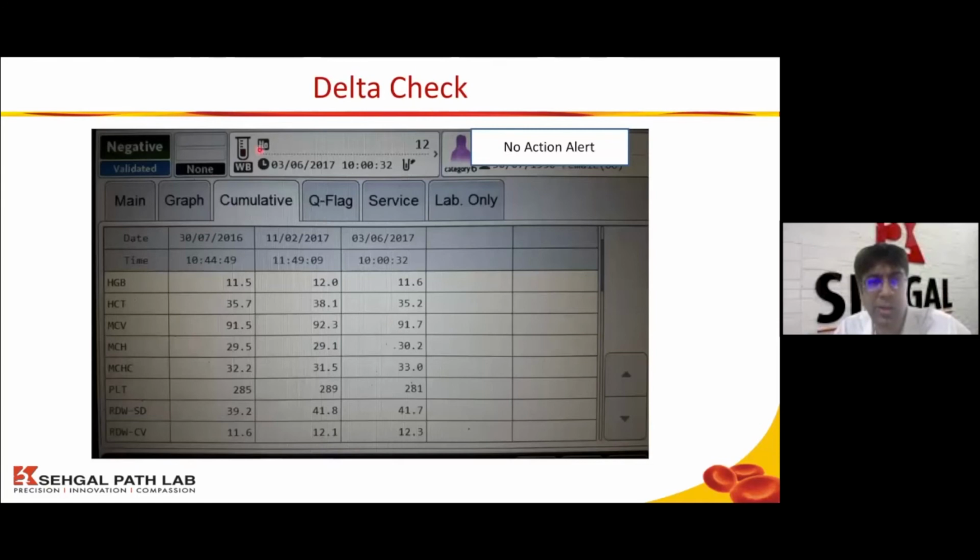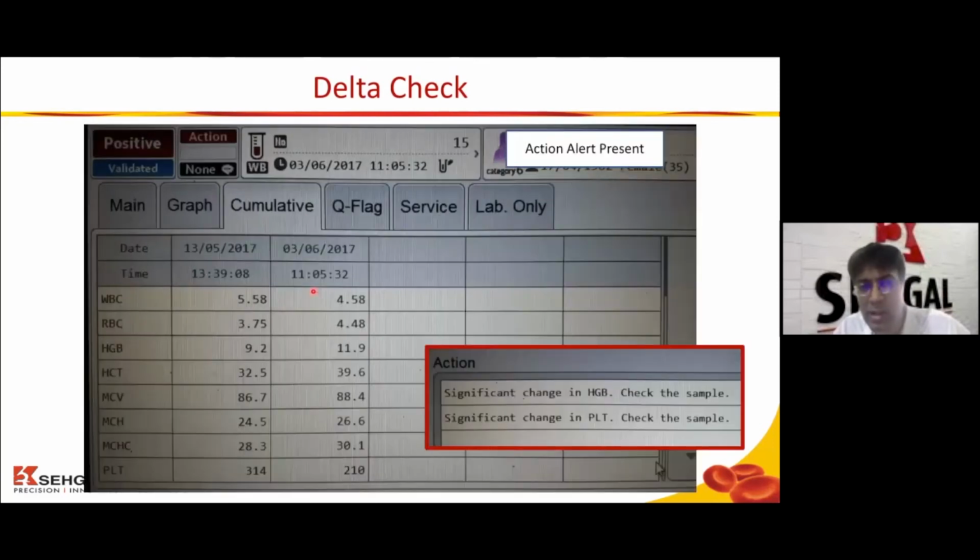Now, for example, here there was no action alert. If you see, the hemoglobin is pretty stable based on the criteria you have entered into the machine, so it did not give an action alert after doing a delta check. However, in this example, you see this is an action alert marked over here.